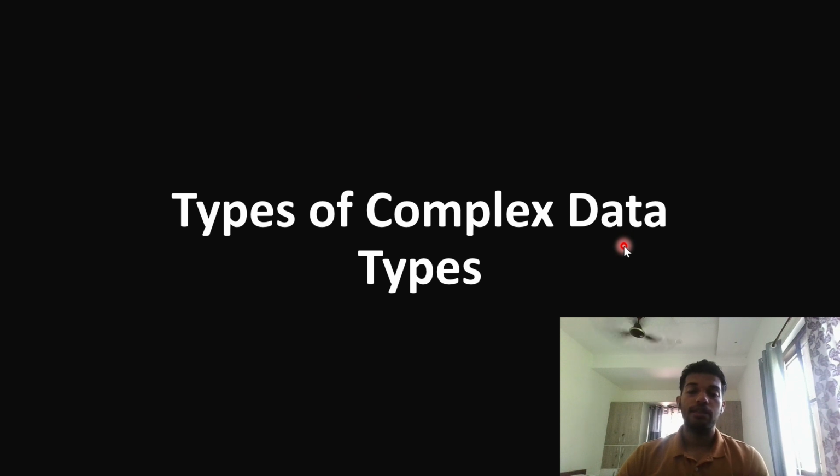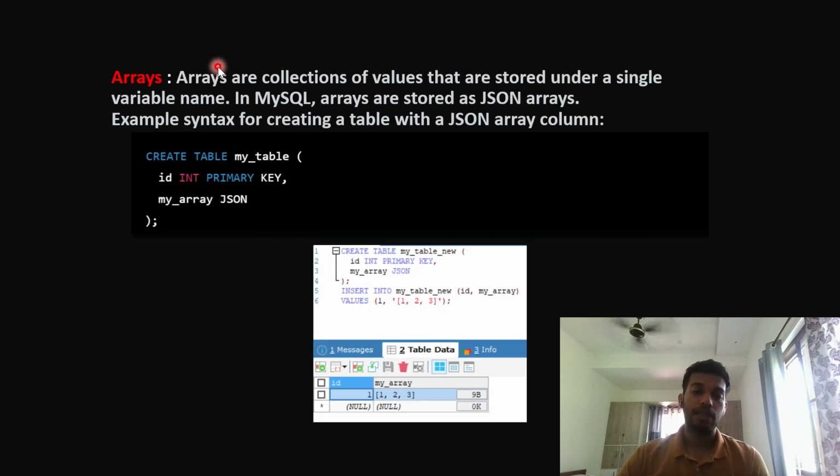Next, we'll be going through the complex data types. The first one is arrays. Arrays are collections of values that are stored under a single variable name. Basically, an array is a data structure which is used to store values of the same data type. If you create an int array, all the values within the data structure will be of int data type. In MySQL, arrays are stored as JSON arrays, so we store values in JSON format.